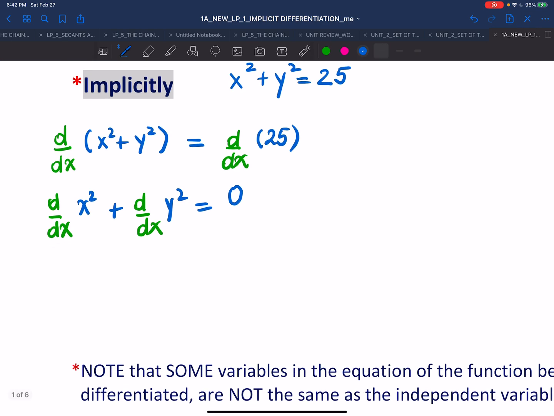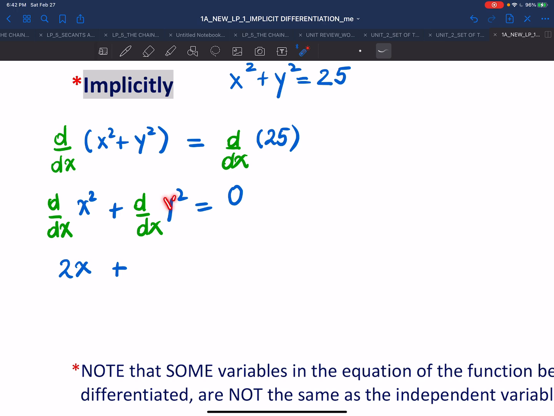Now, let's start differentiating. Notice how here the variable in the function or the term we are differentiating is the same as the variable in the derivative. That's an explicit differentiation for this term. So the derivative will be 2x plus. Now notice that the variable in the function is different than the variable in the derivative.